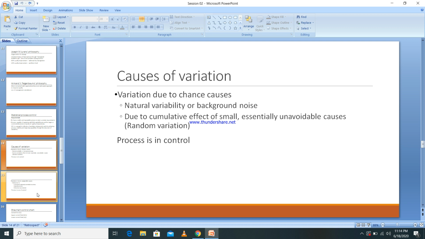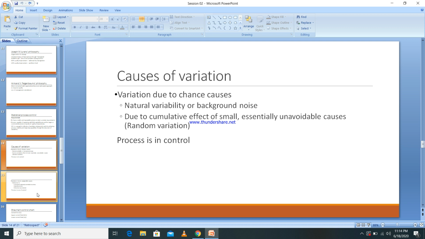So one cause type we call chance causes, right? That is, the variation is happening because of the natural variability or the background noise. So for example, if there is a problem in, let's say, the temperature, that you cannot control. So the causes which are happening due to natural variability, we call them chance causes, right? Things that you cannot control. For example, temperature, right?